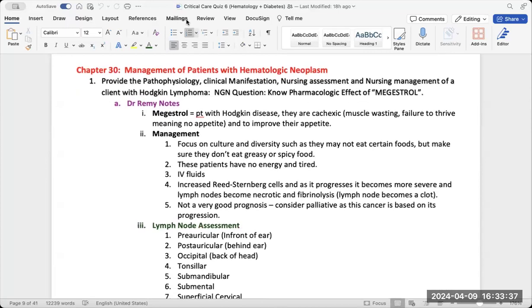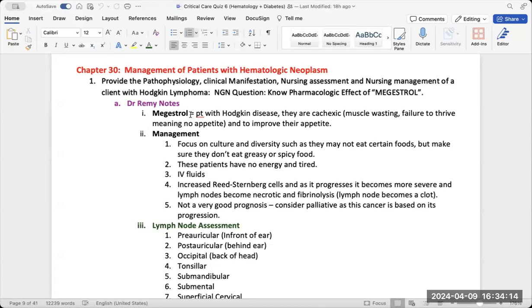Okay. The next question is to provide the pathophysiology, clinical manifestation, nursing assessment, and nursing management of Hodgkin lymphoma. It's an NGN question and no pharmacological effect of megestrol. So, does anybody remember what Dr. Remy said about megestrol? Or what its intended purposes are? It's used to increase their appetite.